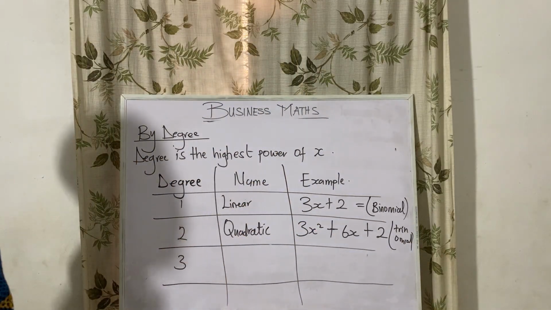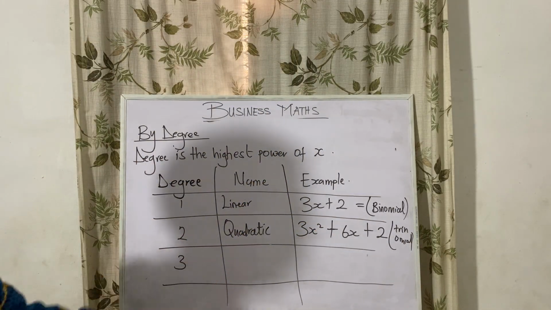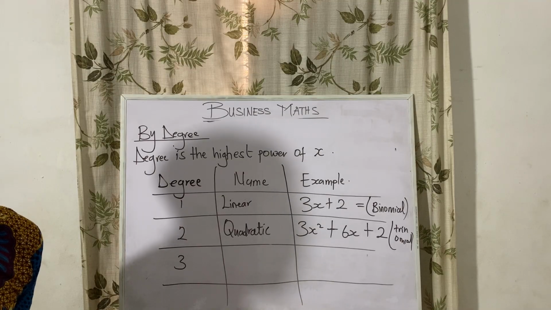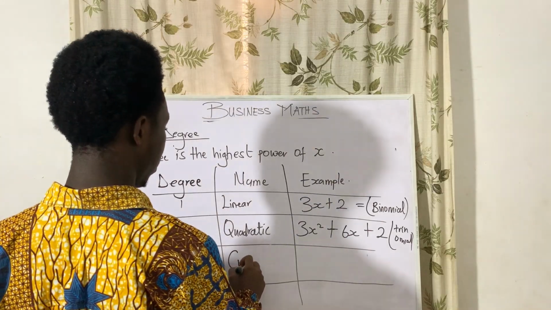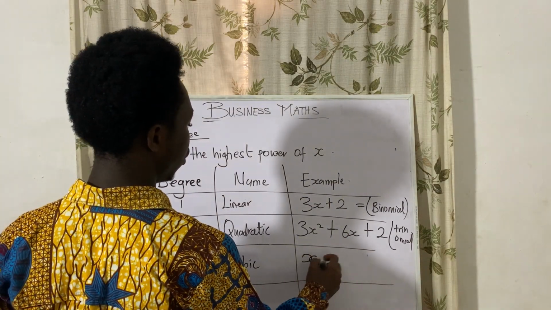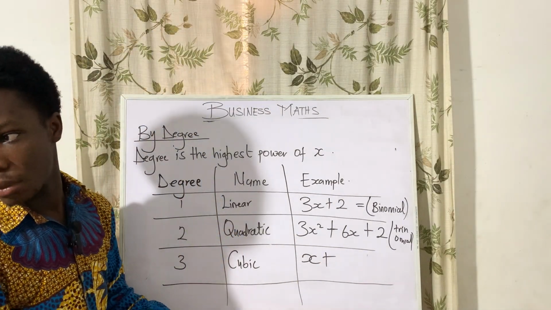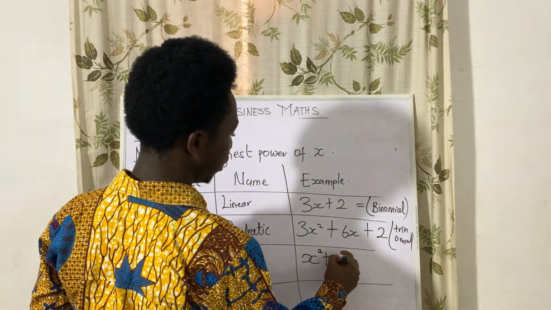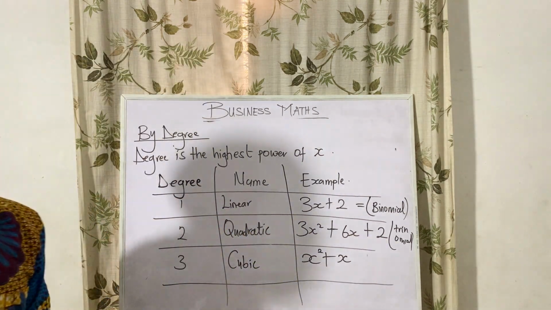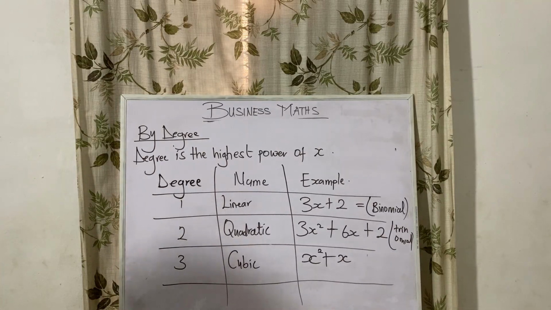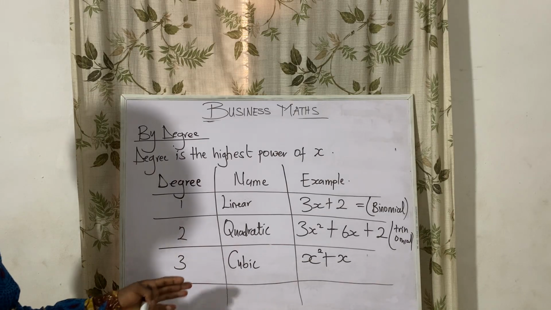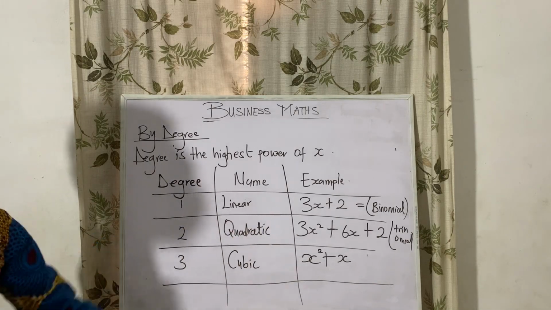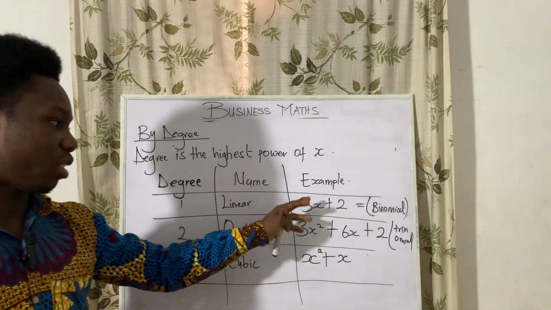Now let's look at the third one. The third one is cubic. Let's use an example. Now let me explain: the degree tells us how the graph will behave. How the graph will behave. So the degree tells us how the graph will behave.